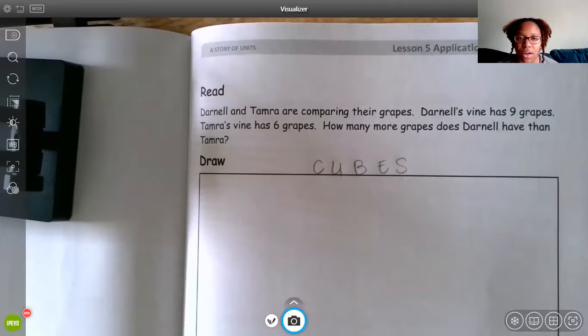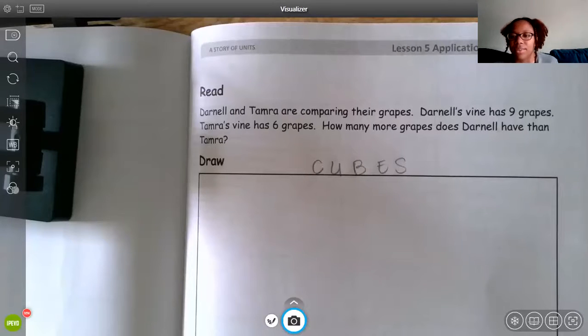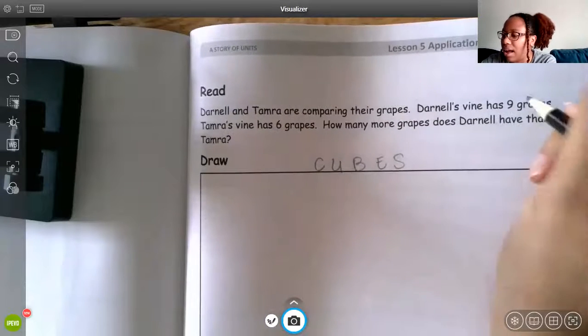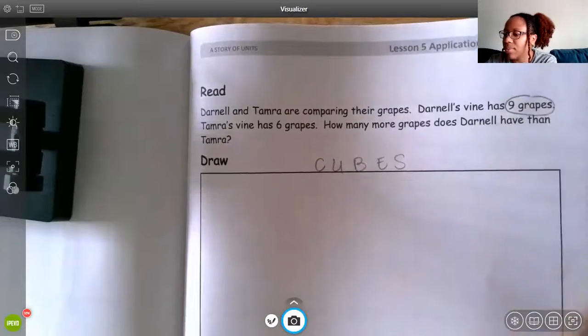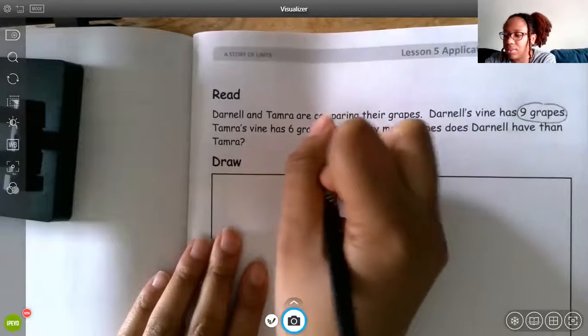And I know that the first thing I need to do is circle my key numbers and labels. Circle my key numbers and labels. I'm gonna give you a few seconds for you to circle your key numbers and labels. So I know the first thing I'm going to circle is 9 grapes and 6 grapes.